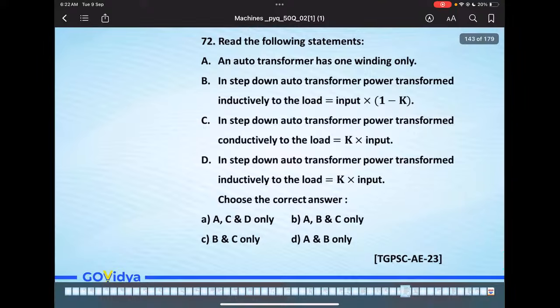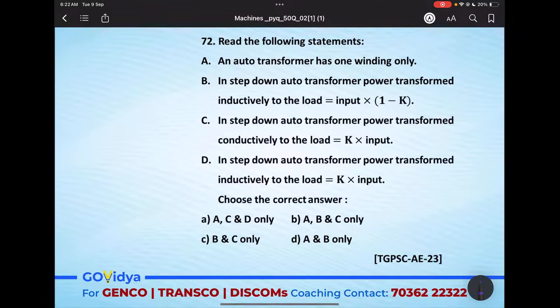Okay, let's move on to the next question. The next question is given about, read the following statements. An auto transformer has one winding only. Yes, we are in auto transformer, only one winding will be there. It will be acting as both primary and secondary. It is true. In step down auto transformer, power transformed inductively to the load equal to input into 1 minus k. Yes, this is also correct.